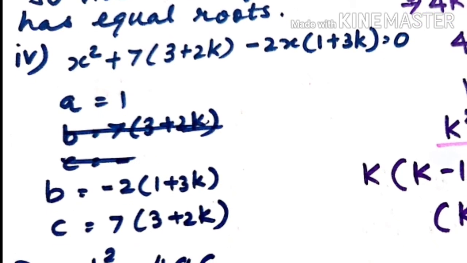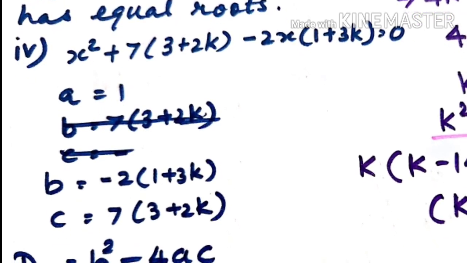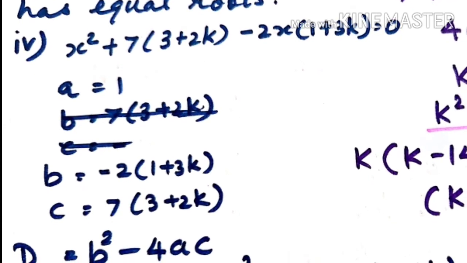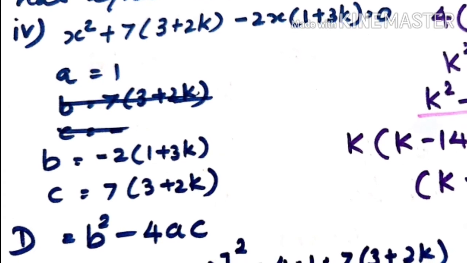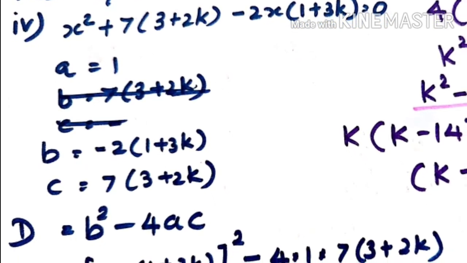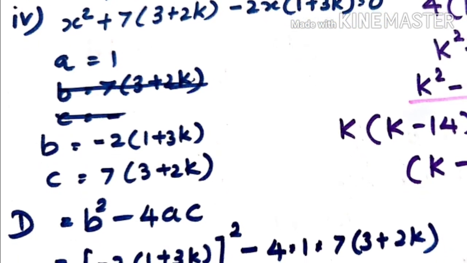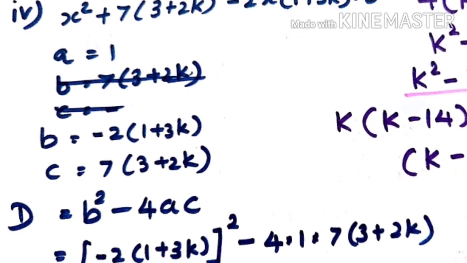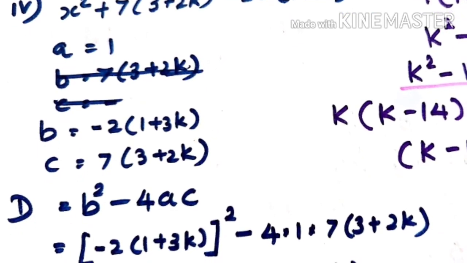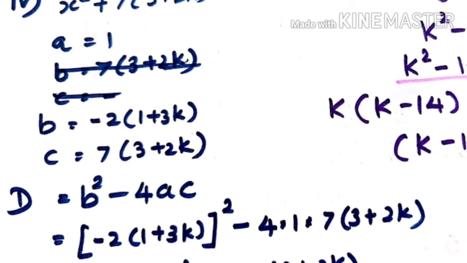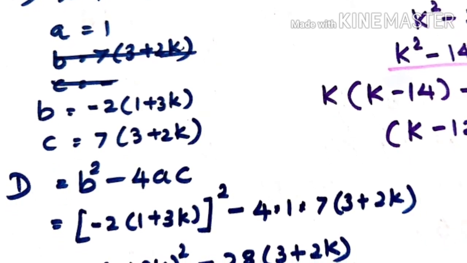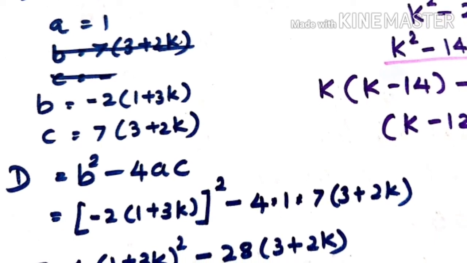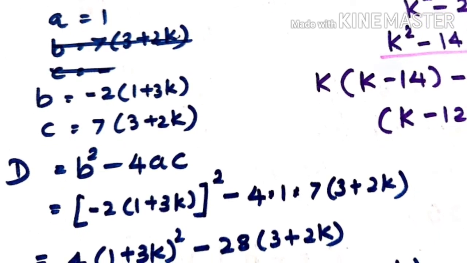Now see this equation. You will write here a is equal to 1. Now b is given in the last term. You see, students, the x term is last, that is minus 2 into 1 plus 3k is the b value, and c is equal to 7 into 3 plus 2k. You can rearrange the terms and then also write the a, b, c values here. Now I find d is equal to b square minus 4ac. Here you need to take care while solving.